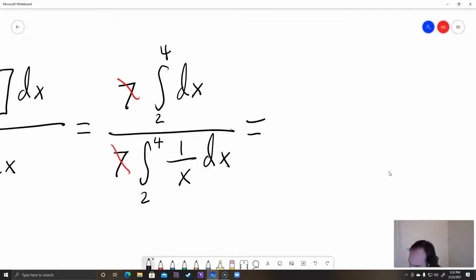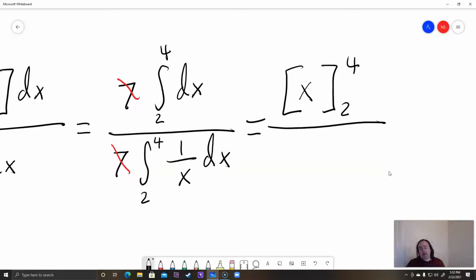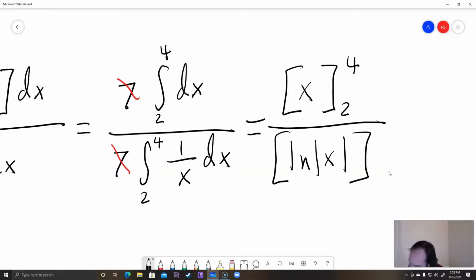Okay, so on the top we have x evaluated from 2 to 4. And then on the bottom, remember that the integral of 1 over x is actually natural log of absolute value of x. So this one's natural log of absolute value of x. And that is also going to be evaluated from 2 to 4. Okay, so we're just working on the x center of mass first here.